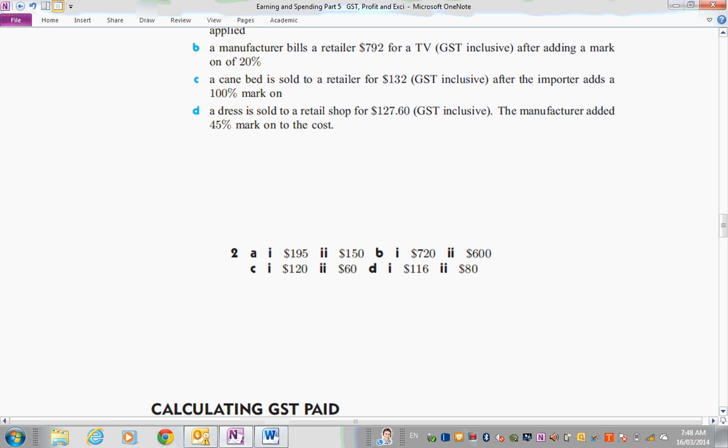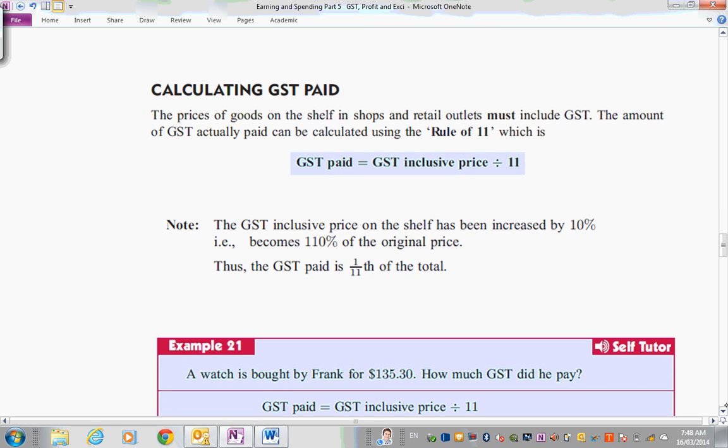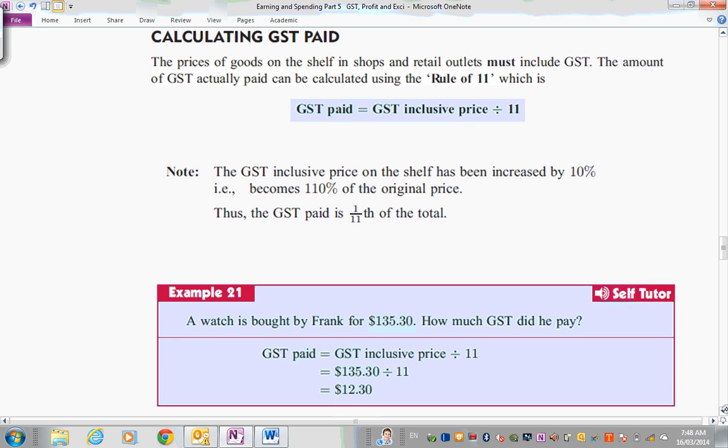Getting some right? All right, let's have a look now at moving more into the GST and some calculations there. Quite often people say, well, how much is the government getting from this? What's the dollars that they're getting out of this? So here's calculating the GST paid. The prices of goods on shelves in shops must include the GST. I told you that. The final price that you have to pay should be listed. They can't say when you get to the checkout, oh, we've got to add GST. That's illegal. So what is the amount of GST actually paid?